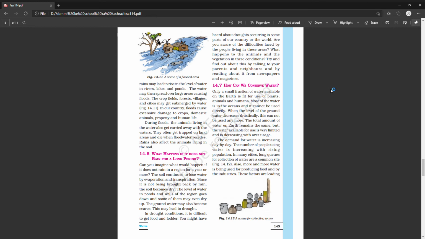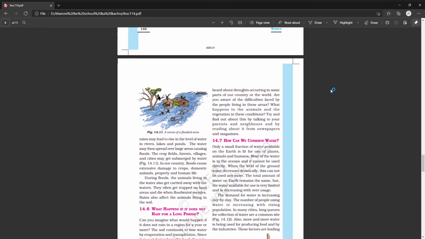This will lead to drought in that particular region. The soil continues to lose water by evaporation and transpiration. Since it is not being brought back by rain, the soil becomes dry. The level of water in ponds and wells of that region goes down. Some of them may even dry up. The groundwater may also become scarce. This may lead to drought. In drought conditions, it is difficult to get food and fodder.